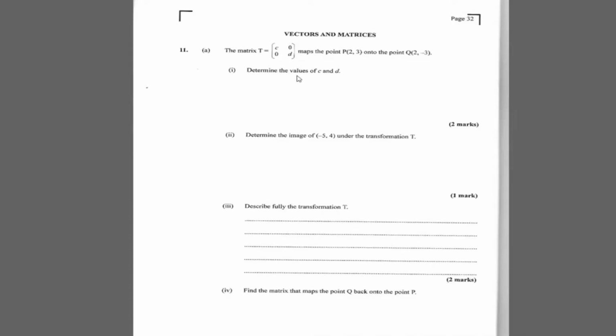And it says the matrix T is such that it maps the point P onto Q. So find the values of C and D. We're multiplying the matrix [C, 0; 0, D] by the point P, which is (2, 3). That's going to give you Q, and Q is the point (2, -3). So what is that telling us?